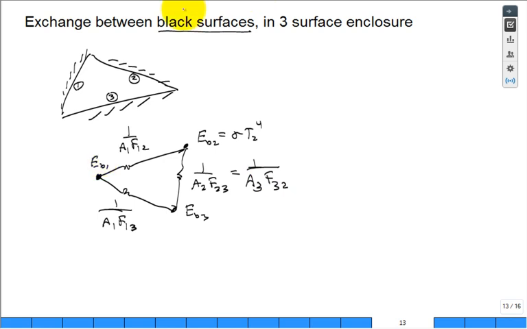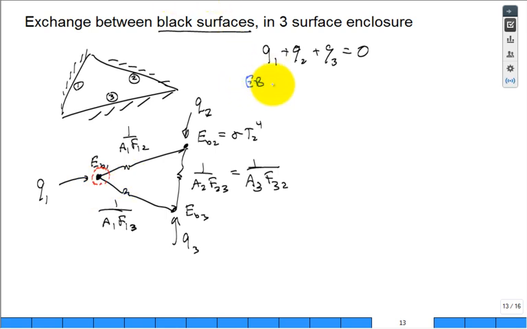Then I like to put in that Q1 is what's being supplied to surface 1, Q3 is what's being supplied to surface 3, and Q2 is what's being supplied to surface 2. From an energy balance, Q1 in plus Q2 in plus Q3 in must equal 0. That's the total energy balance for the entire system. So if one or two is positive, the other is going to be negative. To solve this problem, I do an energy balance for each node. So we have an energy balance for node 1. Let's go ahead and write that.